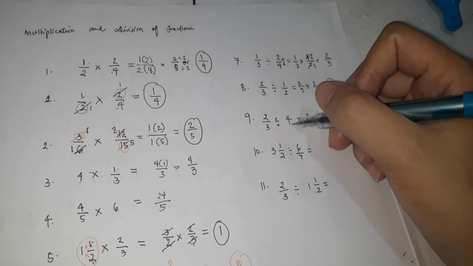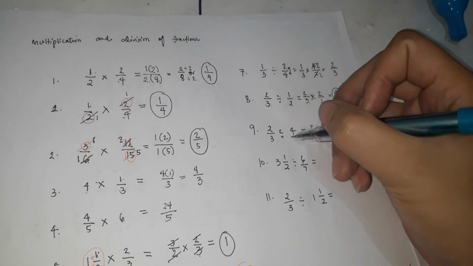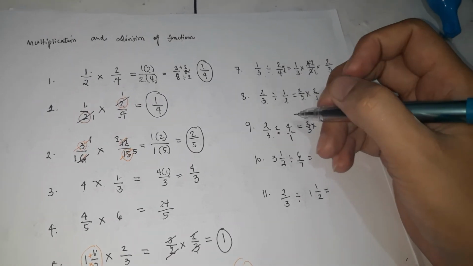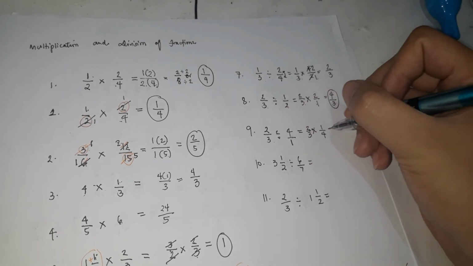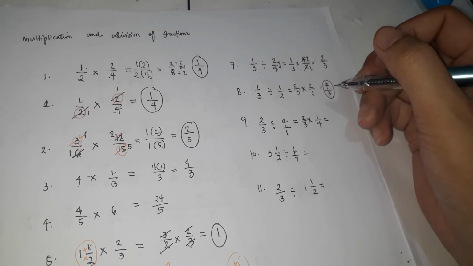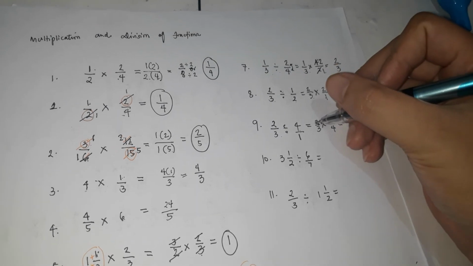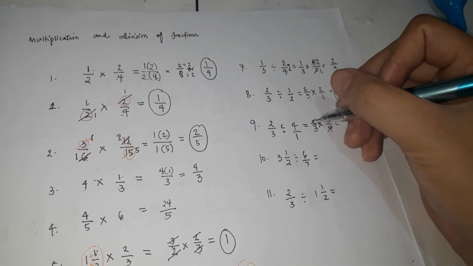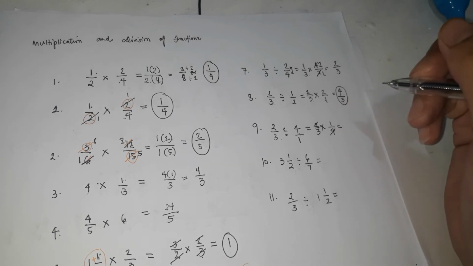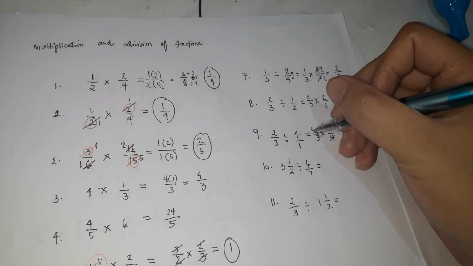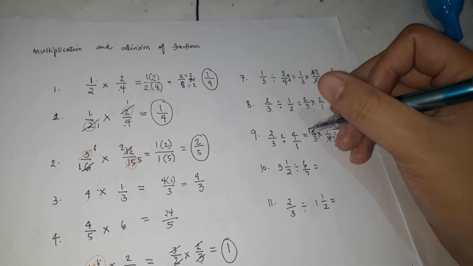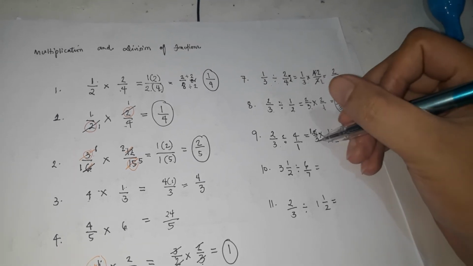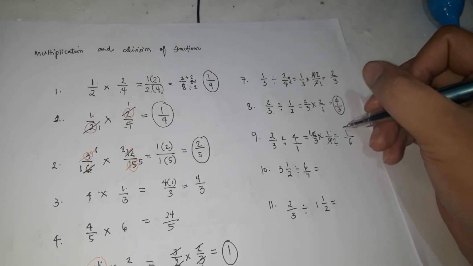Kasi wala siya sa baba. Again, kung walang sa baba, ibig sabihin meron niyang 1. So, kung baliktarin mo na siya ngayon, magiging 1/4. May pwede ka bang makancel? Yes, ang 2. So, you could cancel 2 and they could be divided by 2. 2 divided by 2, magiging 1. 4 divided by 2, 2. So, times now, 1 times 1, 1 over 3 times 2, 6.